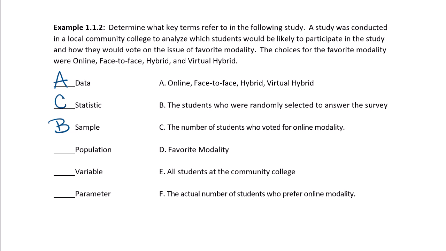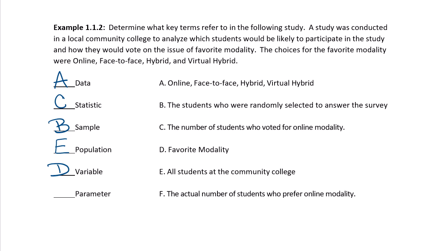D is favorite modality. Well, that wasn't an answer. This was more the heart of our research. How do our students want to learn? So favorite modality is our variable. That's what we were asking them about. E is all students at the community college. Well, that's who we're concerned with. How do you guys want to take these classes, right? But we couldn't reach everybody. But that is our population. That is the people we're concerned with.